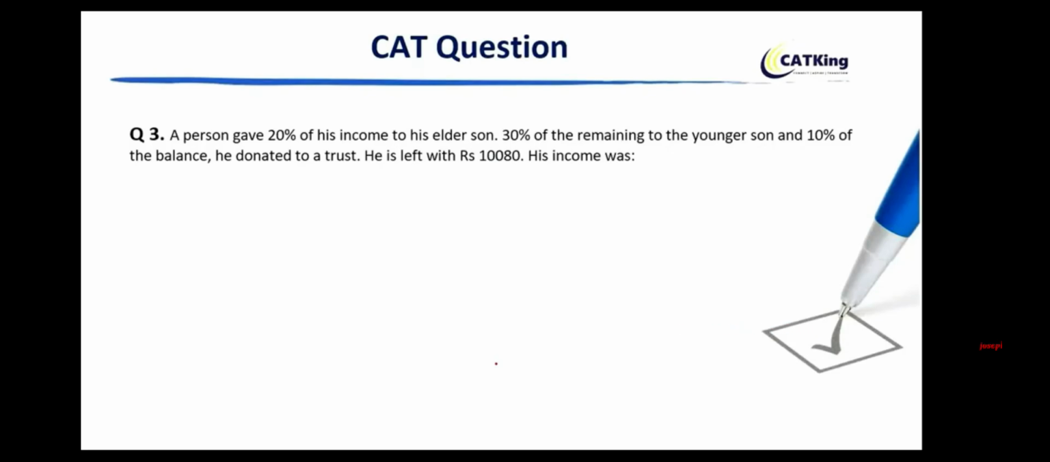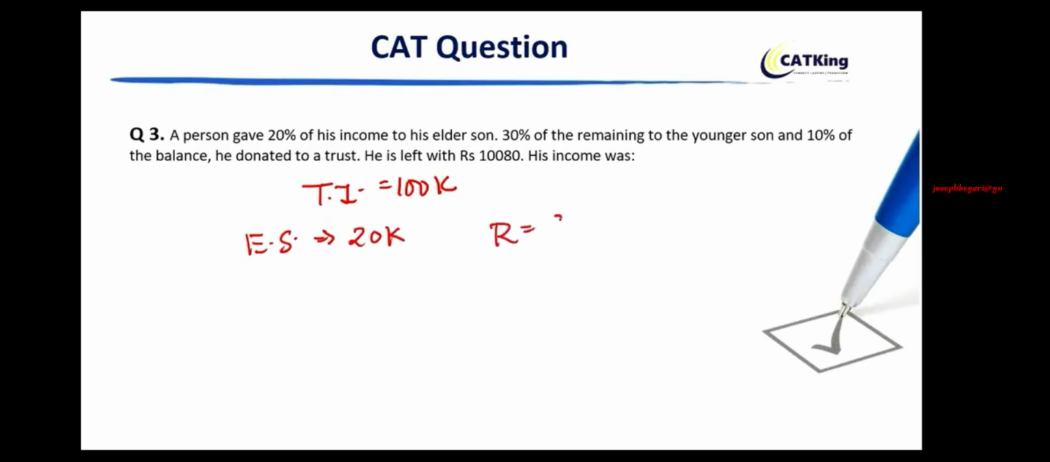A person gives 20% of his income to his eldest son, 30% of the remaining to his youngest son. Whenever you want to make your calculation easy, this method will help you a lot. So let me take the total income as 100k. If total income is 100k, how much did he give to his elder son? 20k, right?